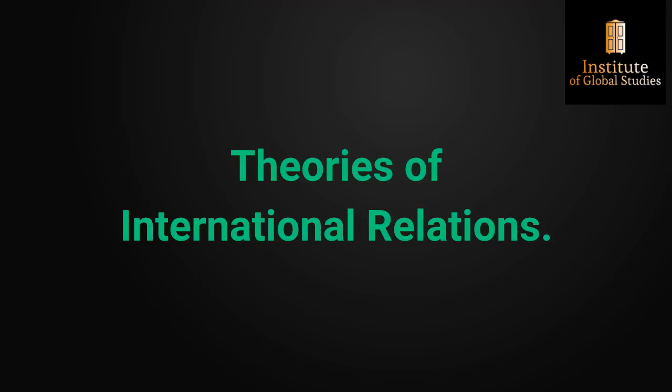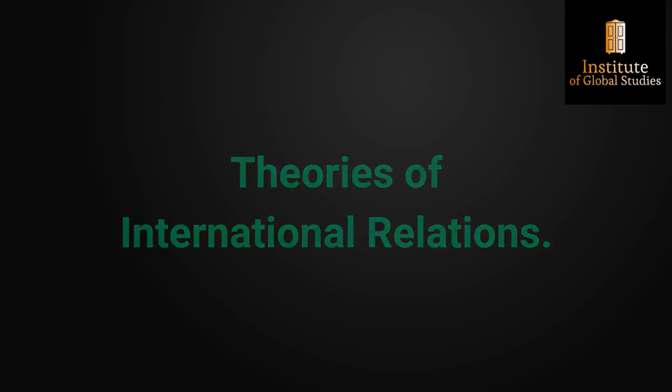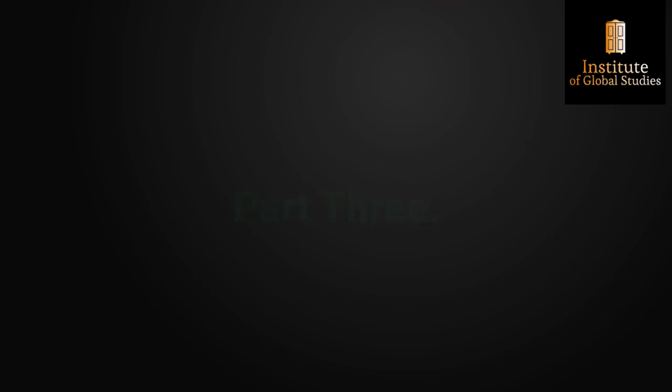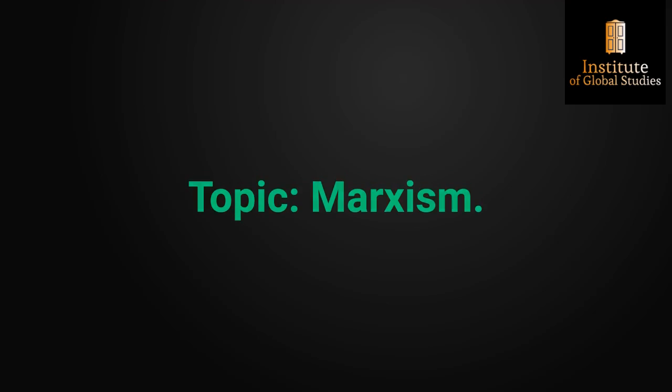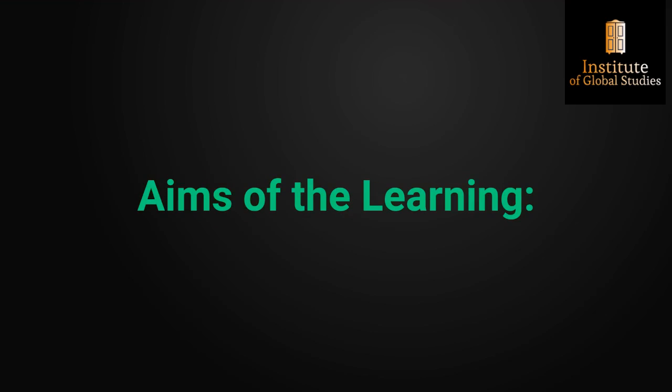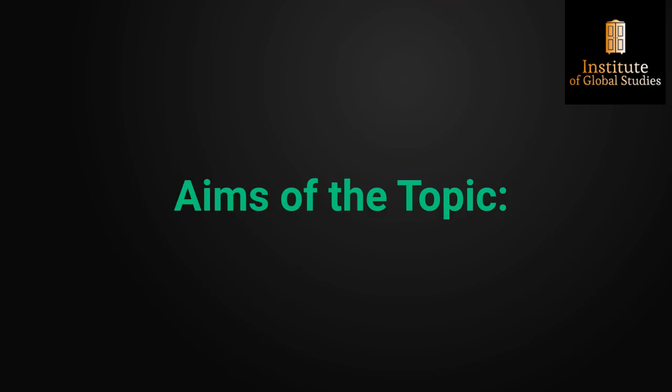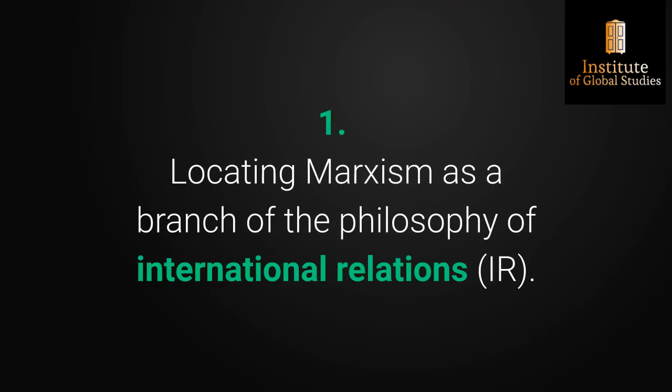Theories of International Relations, Part 3. Topic: Marxism. Aims of the learning. Aims of the topic. 1. Locating Marxism as a branch of the philosophy of international relations (IR).